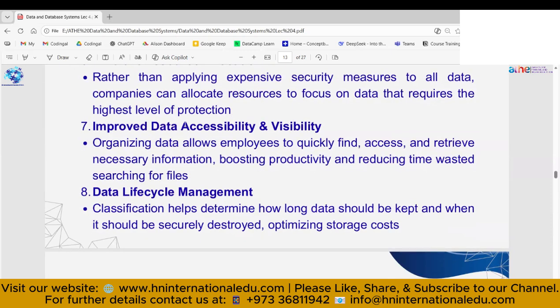The next is improved data accessibility and visibility. Organizing data allows employees to quickly find, access, and retrieve necessary information. Obviously, if the data is organized and structured, it can help the employees, it can help anyone who is looking for some part of the data. And it can boost productivity and reduce time wasted searching for files.